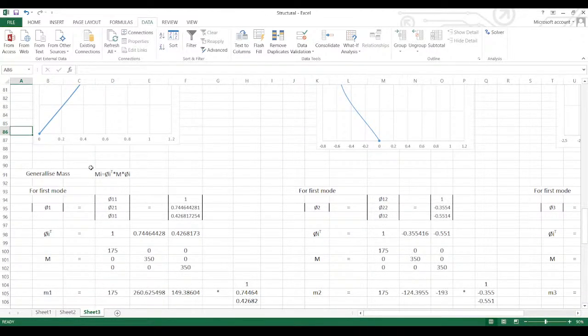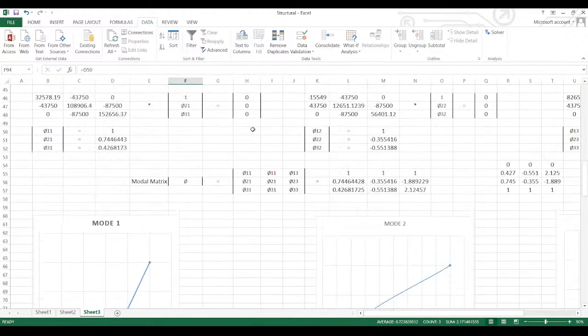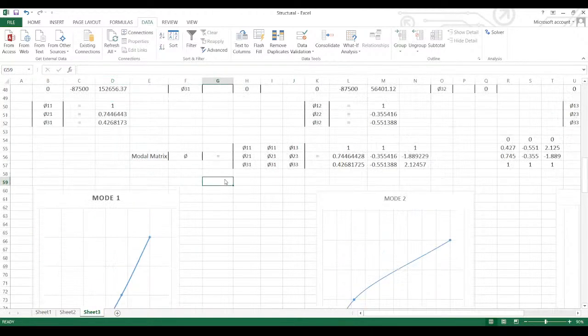Then, the generalized mass. Generalized mass means the formula of that mass: Mi is equal to phi i transpose M phi i. We have the phi 1 matrix, that is phi 11, phi 21 for the first mode. We have already calculated this value using these equations.